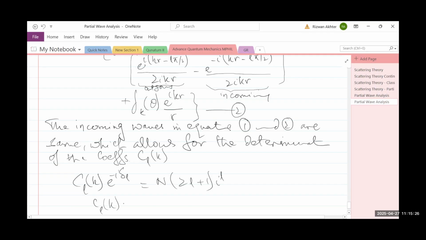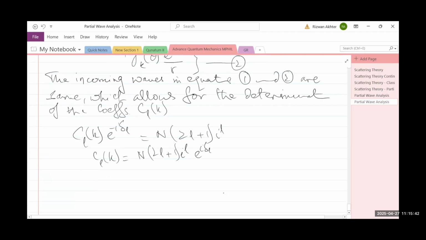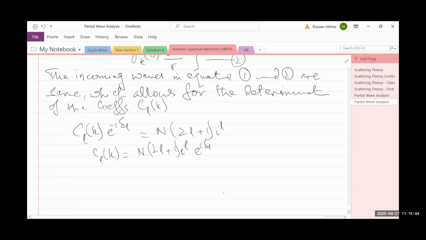And C_L(k) would be equal to n times (2L+1) i^L, this factor on the left side, the delta function exponential, will come to the right. So i^L e^{iδ_L}. Then this means that the choice of this C_L(k) would determine this scattering amplitude f_k(θ). And how can that be done? By matching the two equations for the outgoing part, yeah.